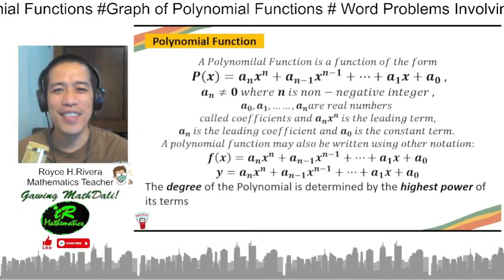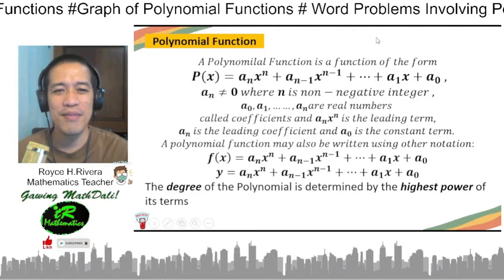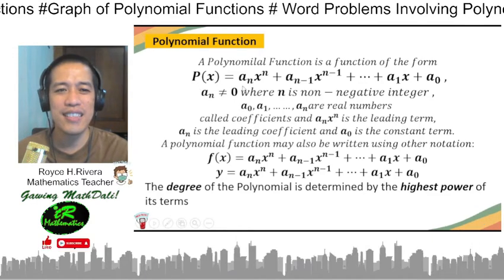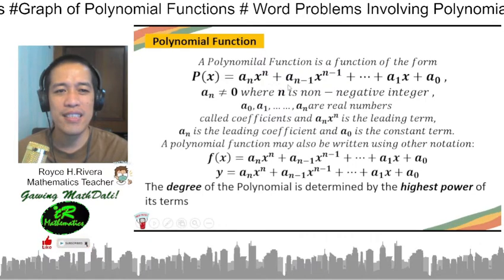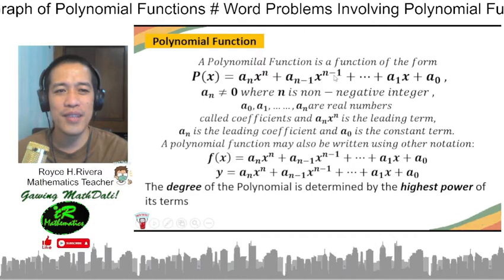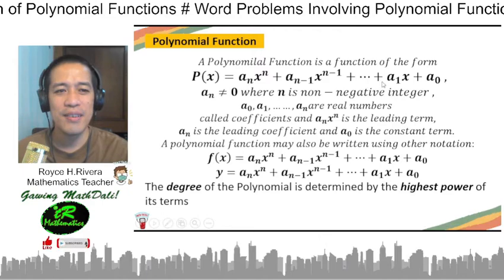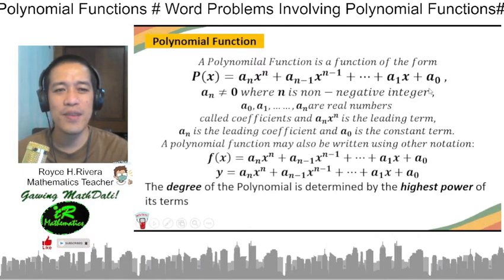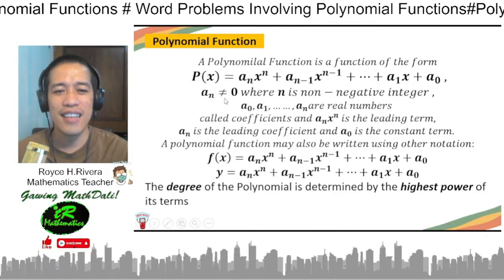By definition, a polynomial function is a function of the form p of x equals a sub n x raised to n plus a sub n minus 1 x raised to n minus 1 plus dots plus a sub 1 x plus a sub 0. A sub n is not equal to 0.